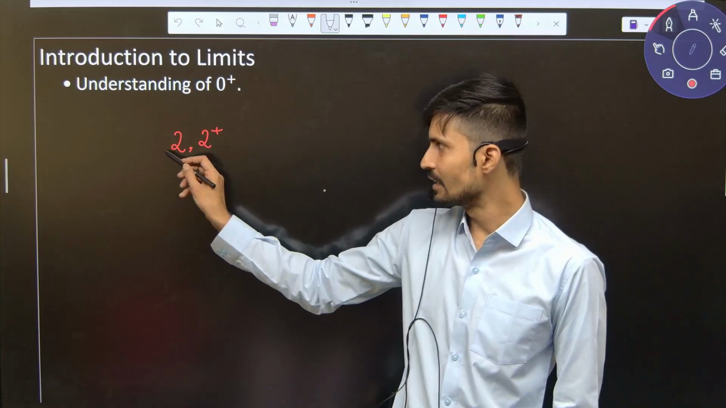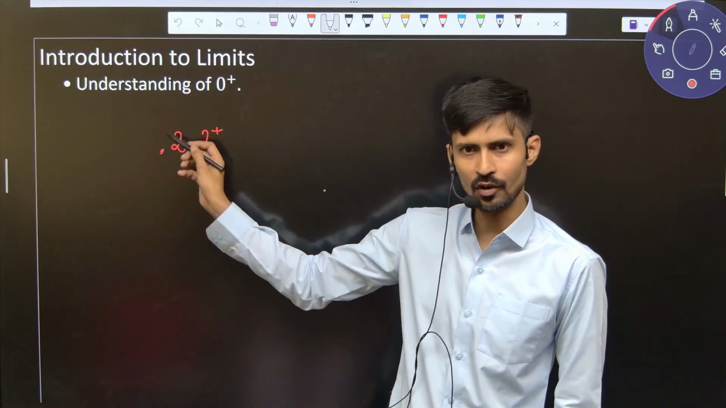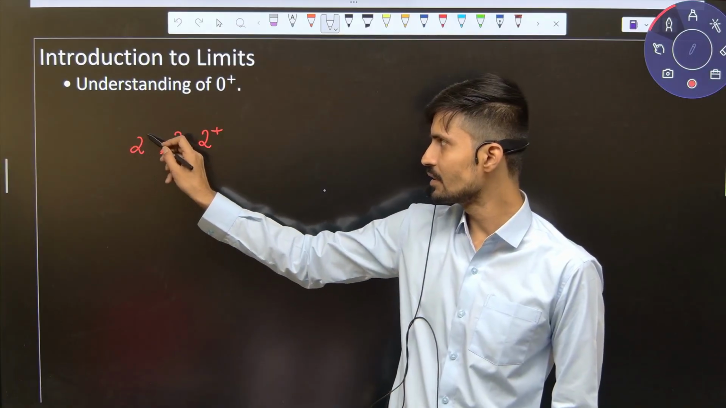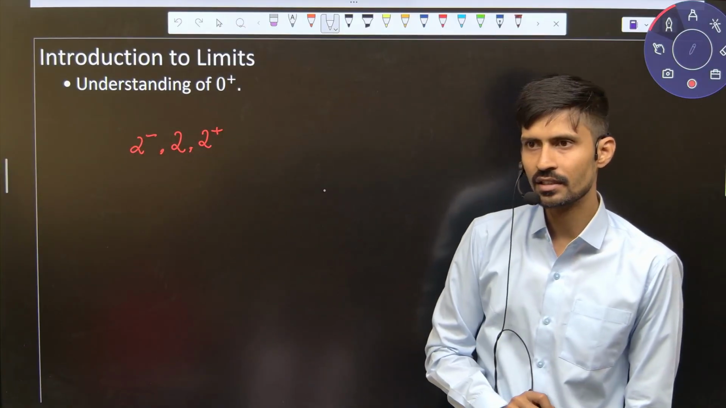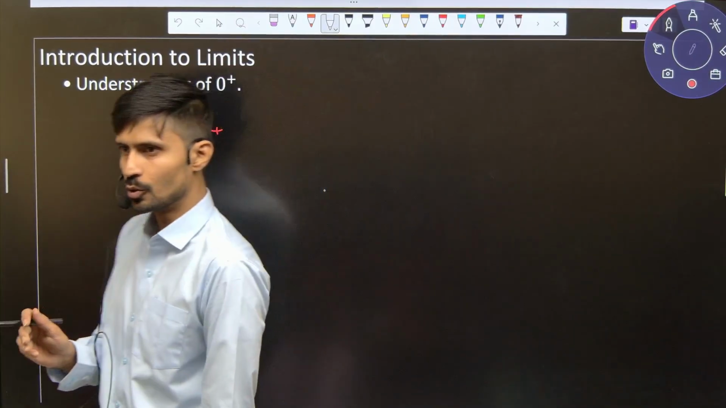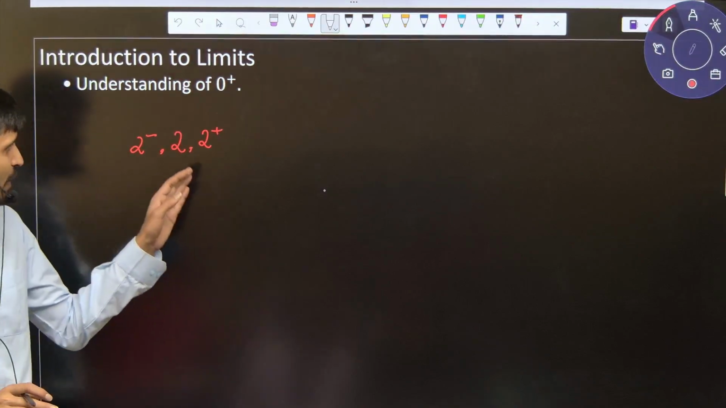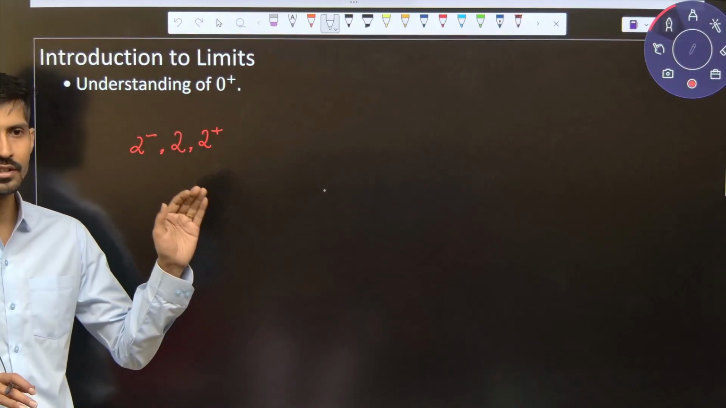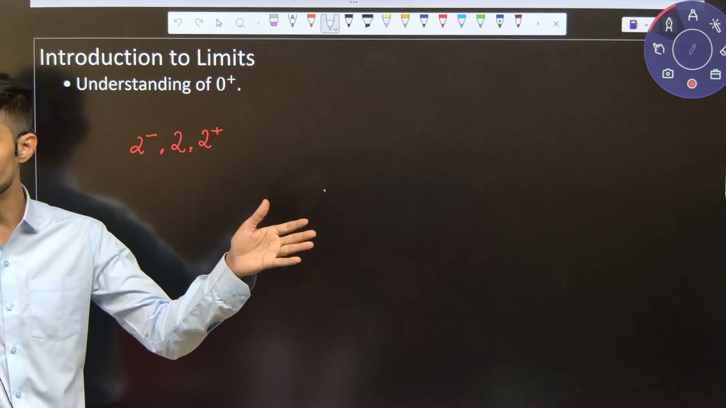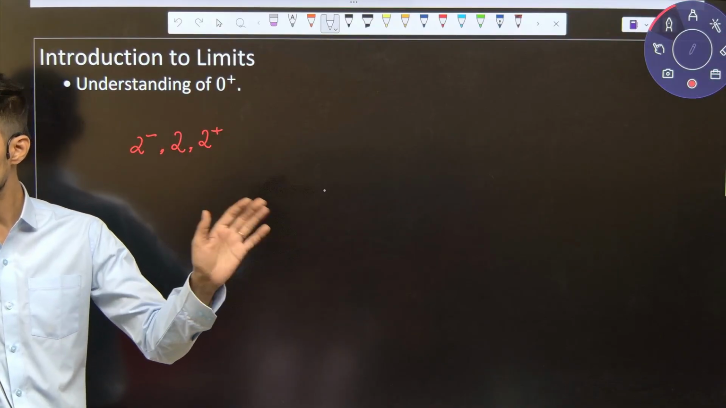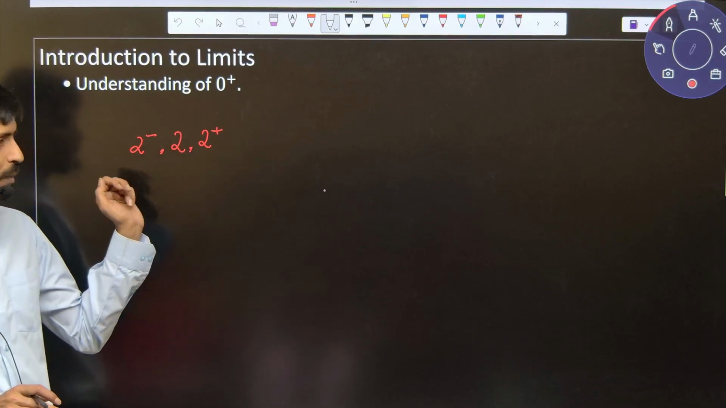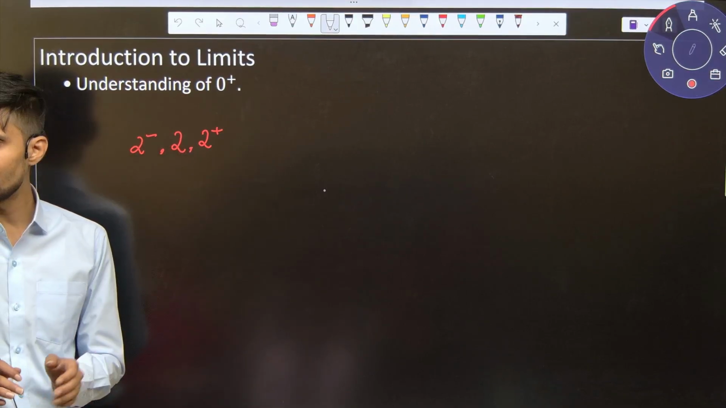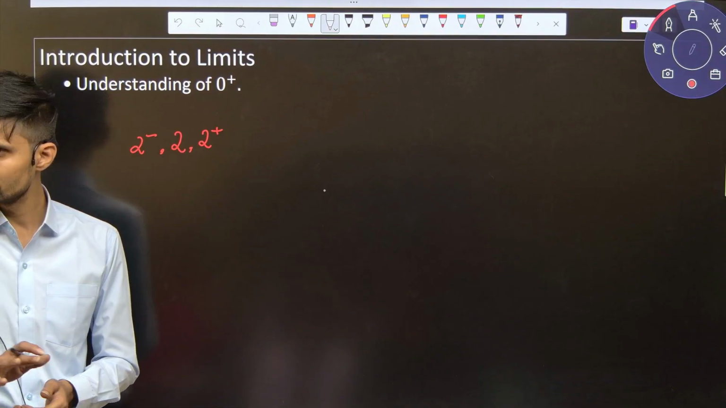Okay? And the number which is nearest to 2 from the left side, that we represent as 2 minus. If we are imagining 2 as 2, then 2 plus will be 2.00000000000, and 2 minus means 1.99999999999.